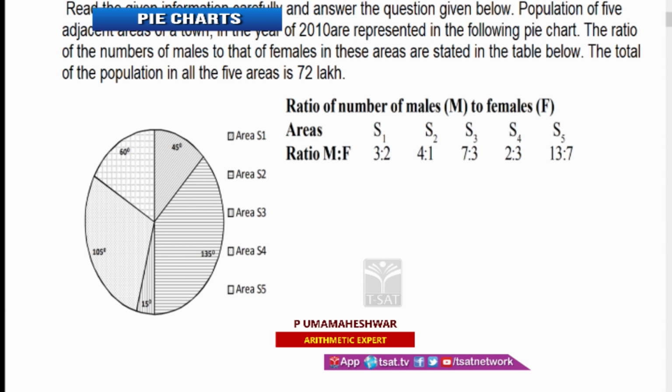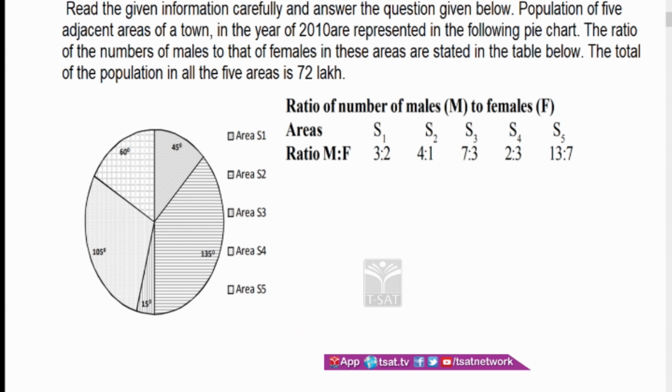Now look at this graph. Read the given information carefully and answer the question given below. Population of 5 adjacent areas of a town in the year 2010 are represented in the following pie chart. The ratio of number of males to the number of females in these areas is stated in the table below. So female and male ratio is also given in the table. The total population in 5 areas is 72 lakh. So remember that the total population in these 5 areas is 72 lakh.